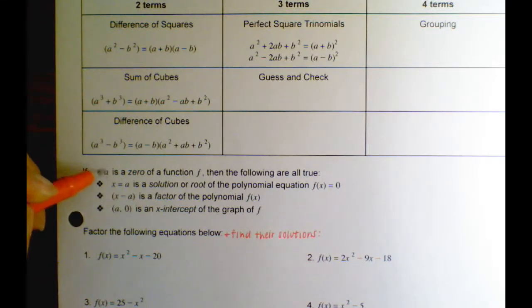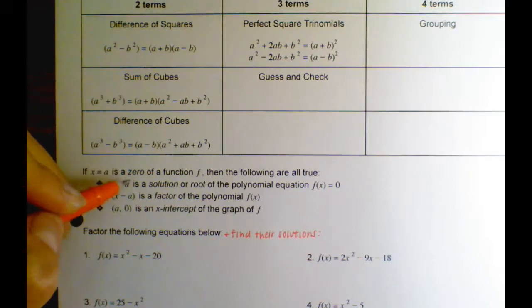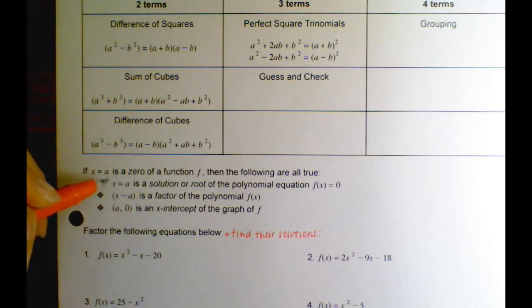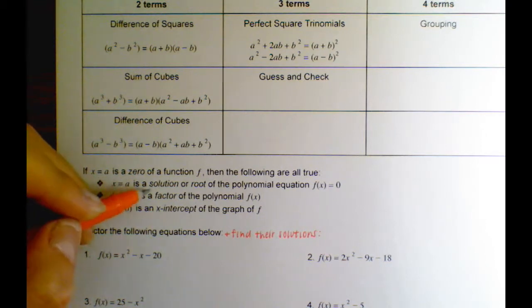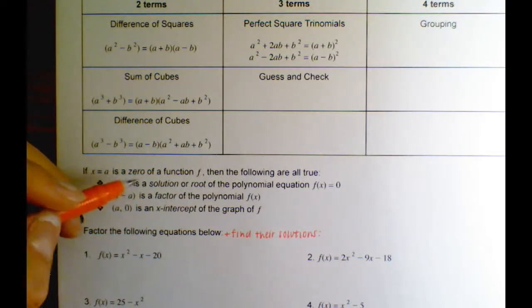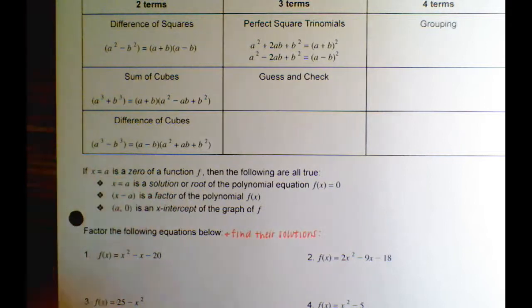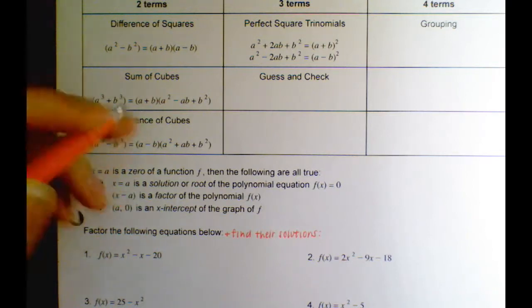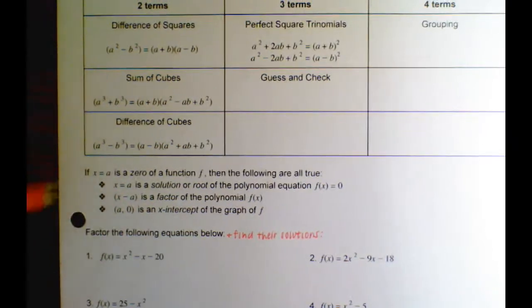If x equals a, so just a number, is a 0 of a function, then all of these statements down here are true as well. That means that x equals a is also a solution, and it's also a root of the polynomial function. So you might hear me say that a number is a 0, a solution, or a root of a polynomial equation. Also, that means that x minus a is a factor of the polynomial. So before you said equal to 0. And then that means that a 0 is an x-intercept of the graph.